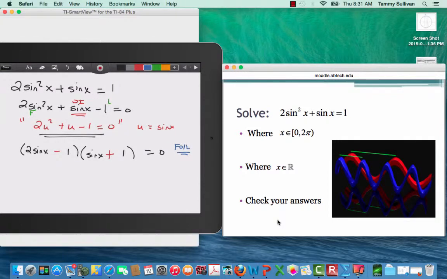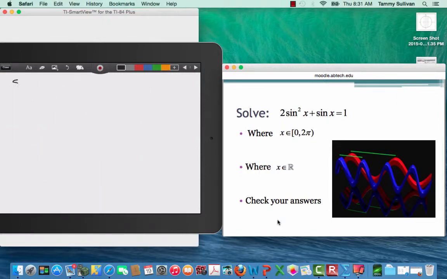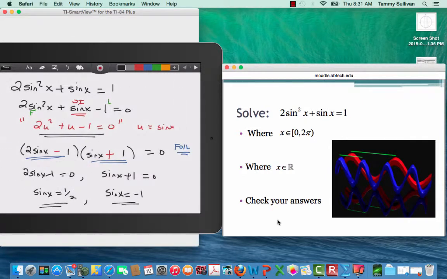So now I've taken something that looks quadratic into a product of two things that equal 0, so now you have the zero product property that you can play. So I can set 2 sine x minus 1 equal to 0, and then sine x plus 1 equal to 0. So you have sine x equal to a half, and sine x equal to negative 1. Those are the two trig equations I need to solve now. So what x values give me a half, and what x values give me negative 1.